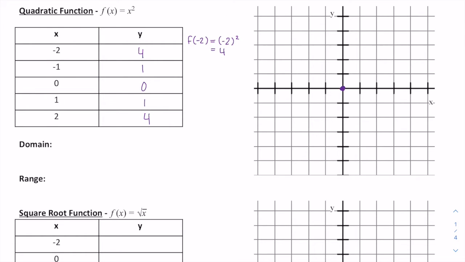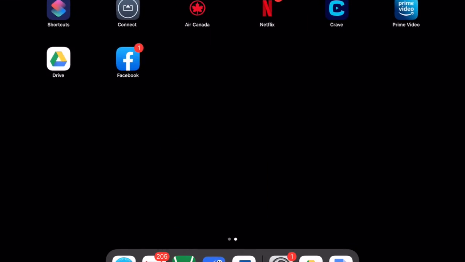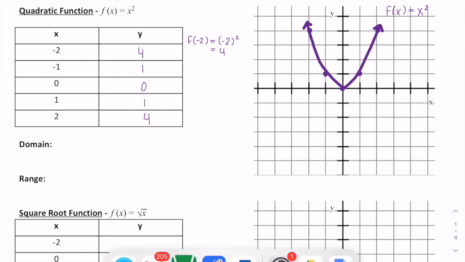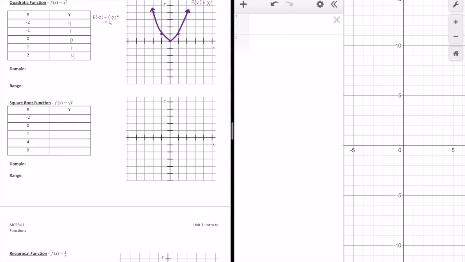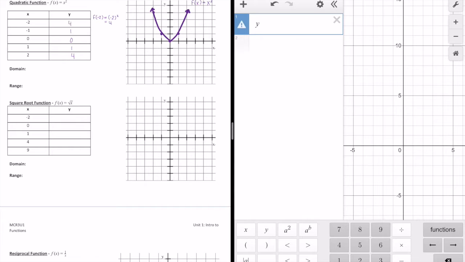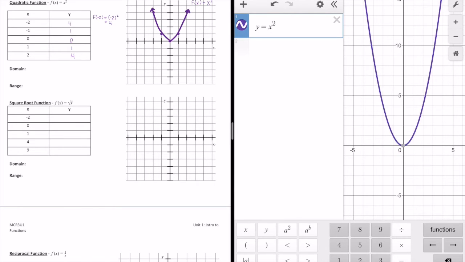Now that we have that filled out, we can graph it. So we have (0, 0), (1, 1), (-1, 1), (2, 4), and (-2, 4). Then I just connect them with a nice curved line like that, and I make sure that I label it on here. Now let's check that on Desmos. If I go in here, y = x^2, and it looks the same.